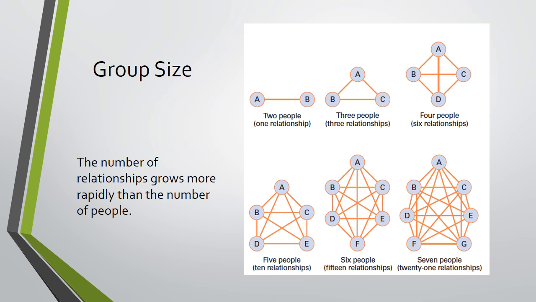A final thought about group size: the number of relationships grows more rapidly than the number of people. And you can see from this graphic that as we move beyond dyads and triads to 4, 5, 6, and 7 people, the number of relationships is significantly larger than the number of people in the group. And you can imagine how this translates into the complexity of having group meetings, or even the challenges of being a therapist leading a group therapy session.